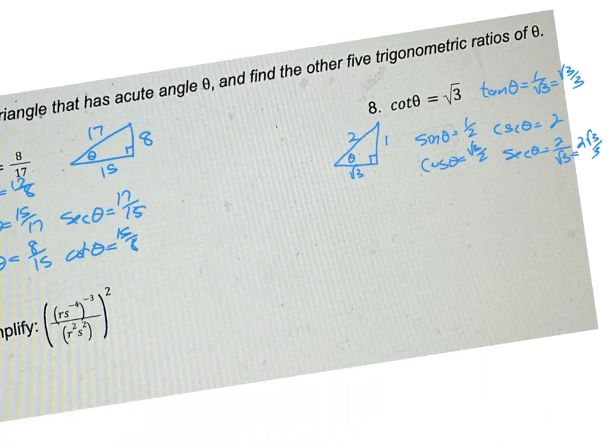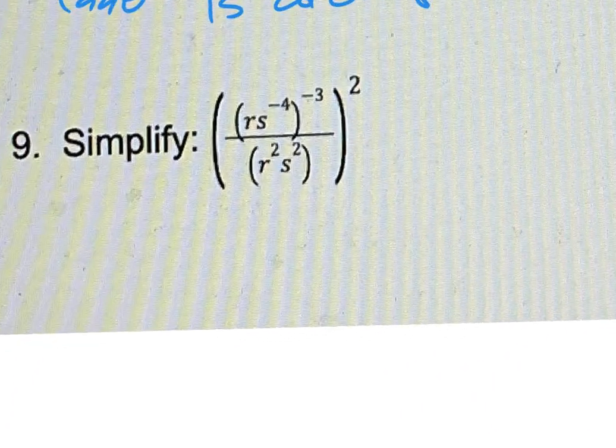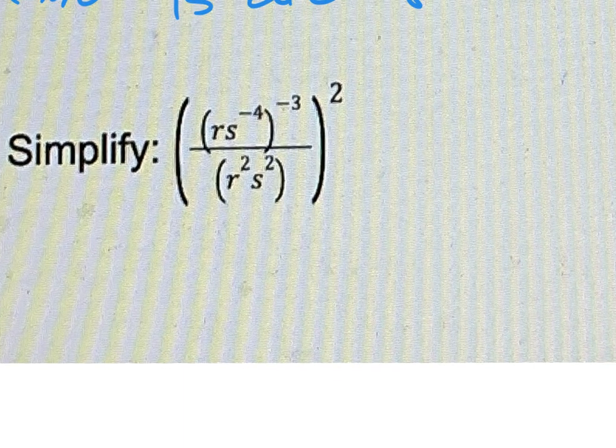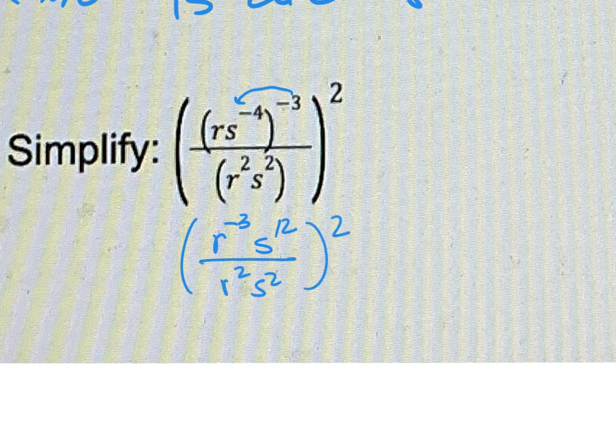All right, number 9. Oh, blast from the past, big time. Got all kinds of negative exponents. This is awesome. I'm going to do this first. All kinds of ways you can go here, but I'm going to do that -3 through the top. So I'm going to get r^-3, s^12, r squared, s squared, squared.